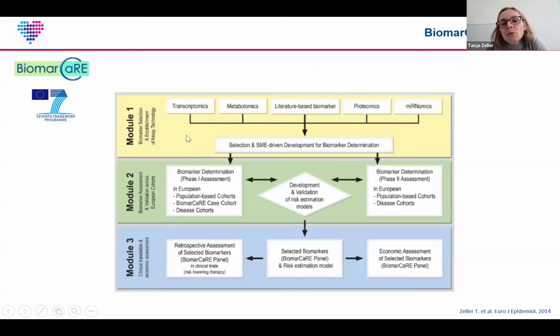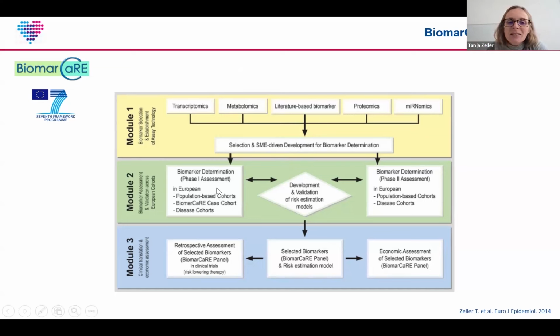In the first module, we wanted to measure and analyze in the different biosamples from the cohorts omics parameters. So that was mainly the metabolomics part. We had microRNAs measured, and we had a lot of different proteins measured. The project also included small and medium-sized enterprises, and here Biocrates was one of our main partners. And via this, the metabolomics part was very, let's say, successful.